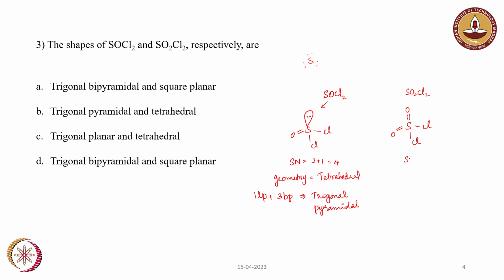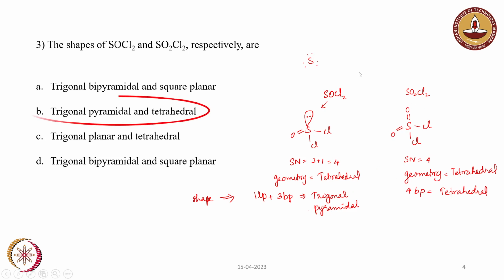And here also steric number is 4, geometry will be tetrahedral, and all are bond pairs, so 4 bond pairs, so it's tetrahedral shape. So SOCl2 is trigonal pyramidal and SO2Cl2 is tetrahedral. So option B is the answer.